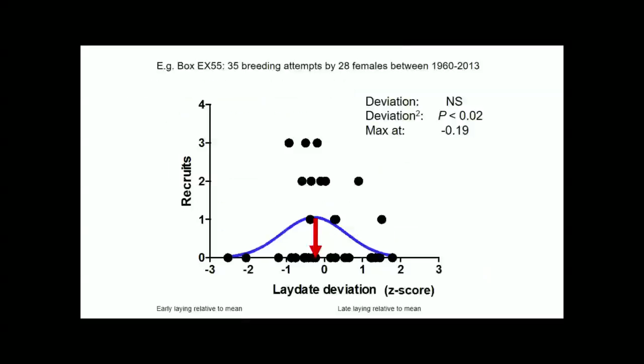So just to illustrate this, this is one individual nest box, which had 35 breeding attempts by 28 females over that period of time. This is the number of recruited offspring in relation to the deviation from the nest box mean for that site. And this is just showing the quadratic relationship that describes these data, with a peak that's very close to 0 for this box. And we can do this for all of the sites where we've got multiple observations and look at the different fitness components for the birds breeding in those different sites.